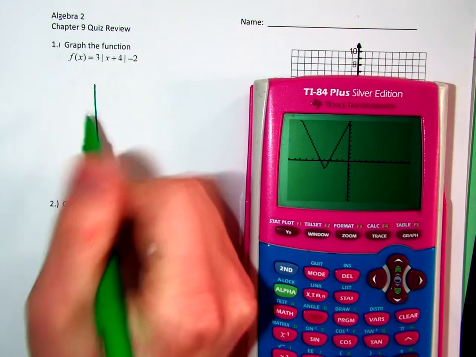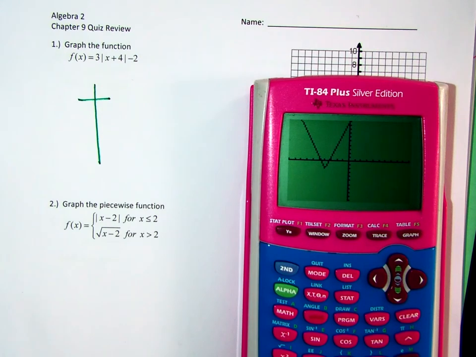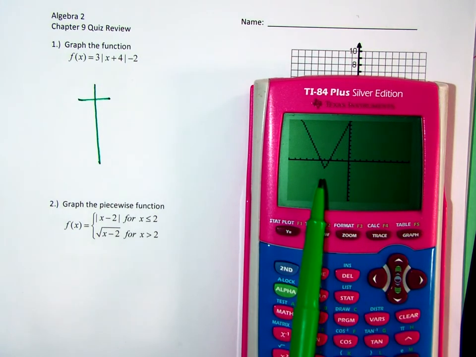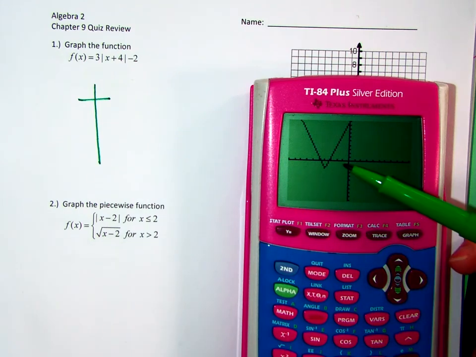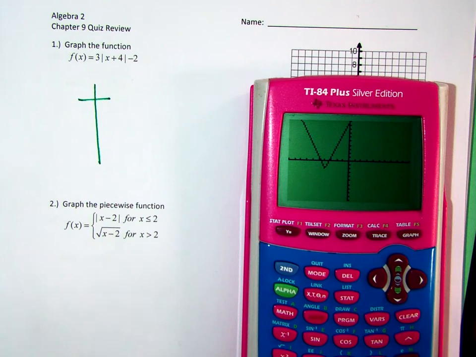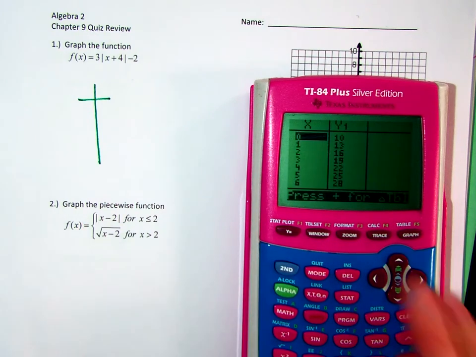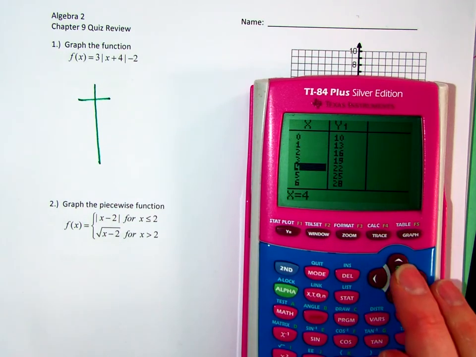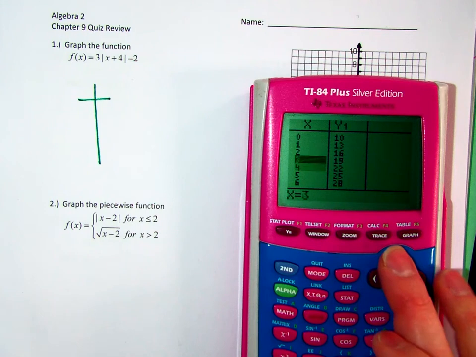Now remember, we like to graph it first to get an overall general view of this, but in the end, I really need to create a table of values for myself to graph from. And the key value that I need is this vertex point, this middle point right here. For me, that looks like the x is about 4. So when I go to my table, I can scroll to 4 and see what is happening there.